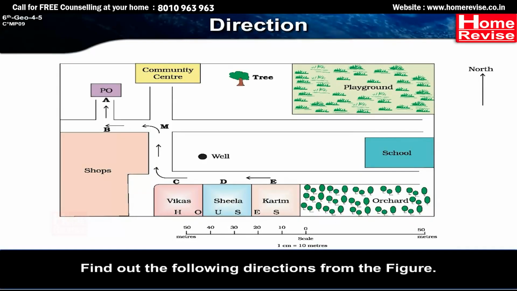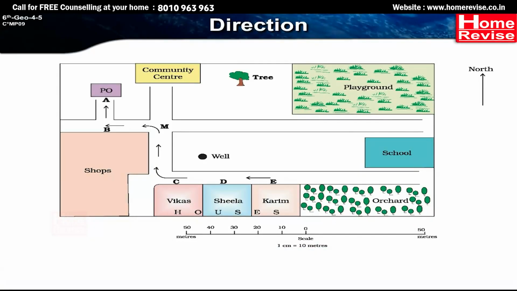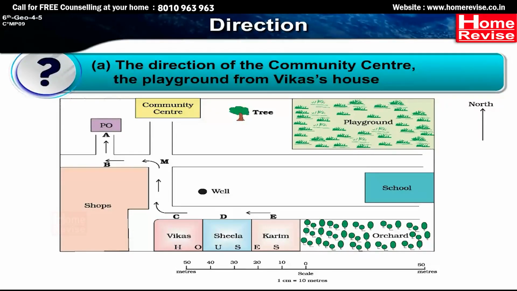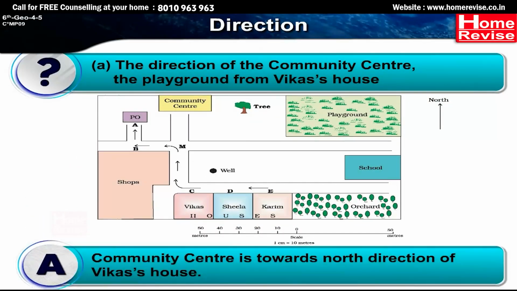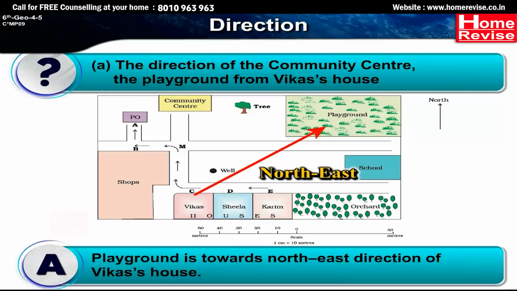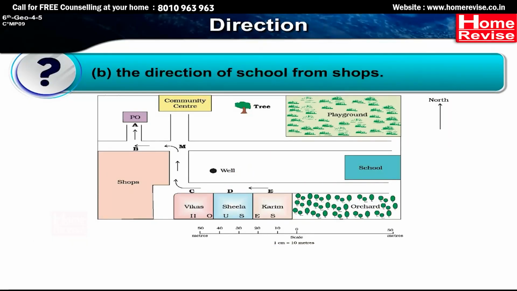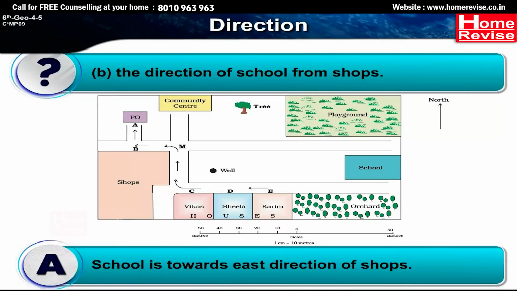Find out the following directions from the figure. A. The direction of the community center and the playground from Vikas's house. Answer A. Community center is towards the north direction of Vikas's house. Playground is towards the northeast direction of Vikas's house. B. The direction of school from shops. Answer B. School is towards the east direction of shops.